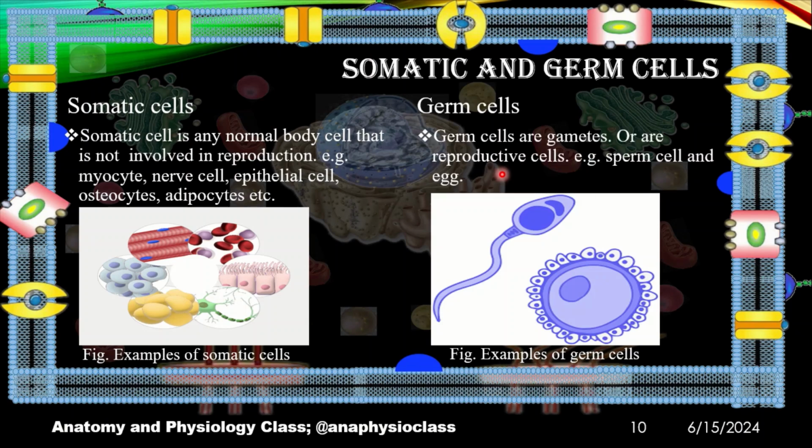And germ cells. Germ cells are reproductive cells, cells that are involved in the process of reproduction. Examples include the sperm cell and the egg. Here is a sperm cell, which is from the male side, and the egg from the female side. So these are the only germ cells. This differentiation is very important when we come to the process of cell division.